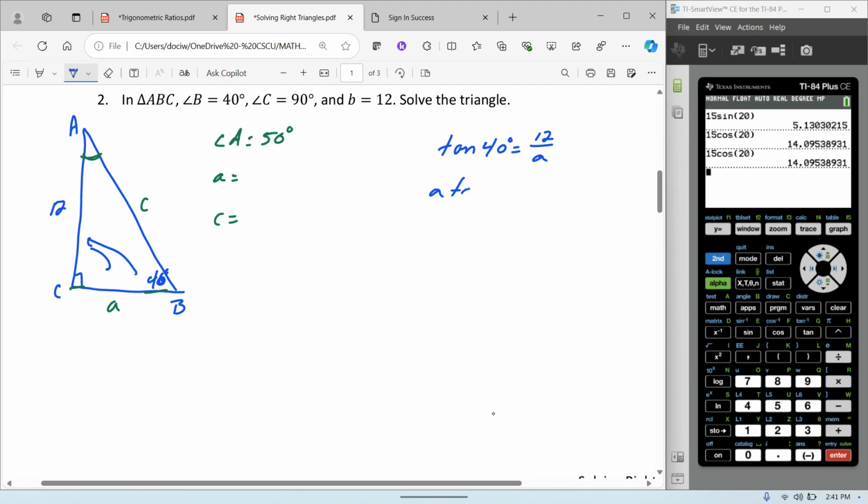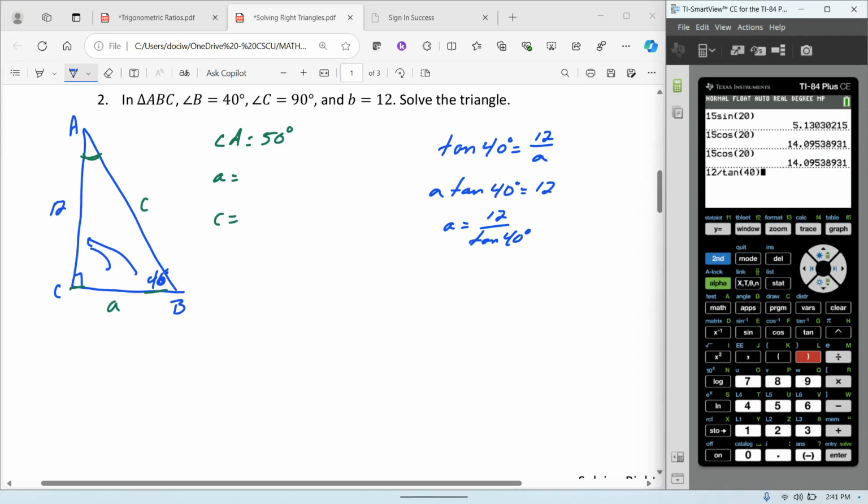If I multiply both sides by A, and then I divide both sides by the tangent of 40, you'll notice that A equals 12 divided by the tangent of 40. The other thing you can notice is that the tangent of 40 and the A just changed places. Okay, so you can use that little trick as well. So now I go to my calculator, 12 divided by the tangent of 40. Notice I've not checked that mode. Once you put your calculator in degree mode, it won't change unless you or someone else changes it on you. So A is 14.30.